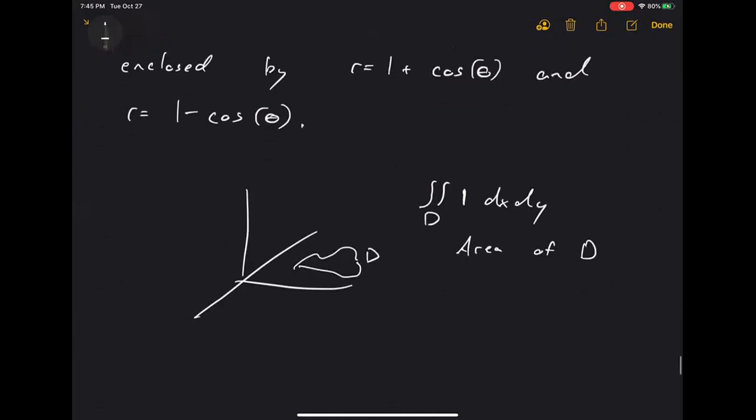Why is that? If I integrate the number 1, what is 1? It's just the function with a constant height. So I get one of these generalized cylinders of height 1. What's the volume of that cylinder? It's 1 times whatever the area of the base is. So this integral is going to give me a number, and that number is just going to be the area of the base, right?